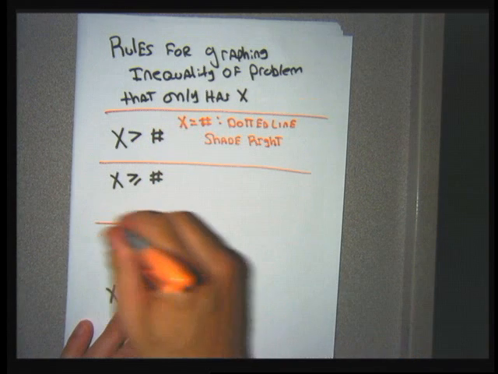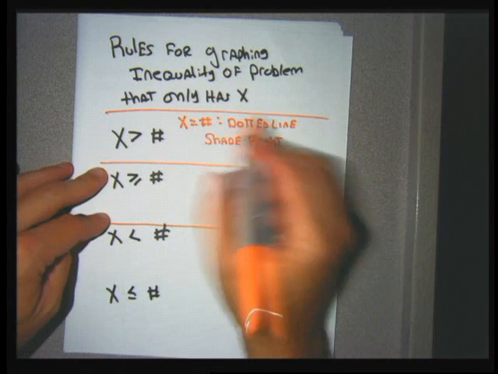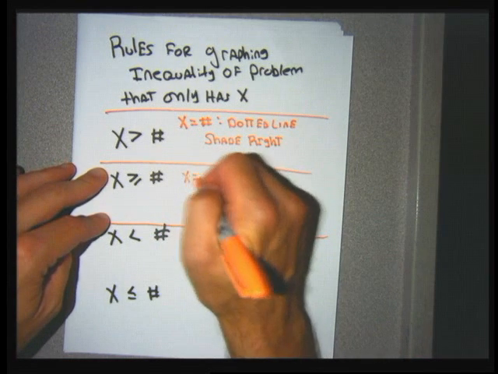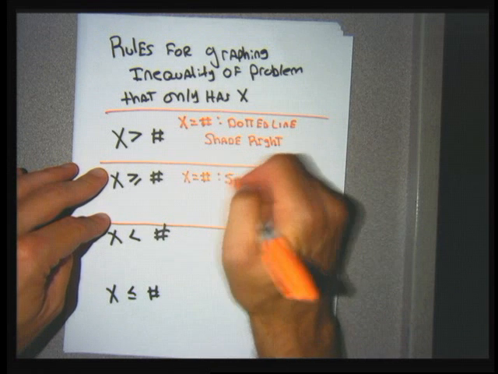In problem 4 that I started off doing, my first step was to graph x equal to the number. In my case, it was -5, and I did it with a solid line.